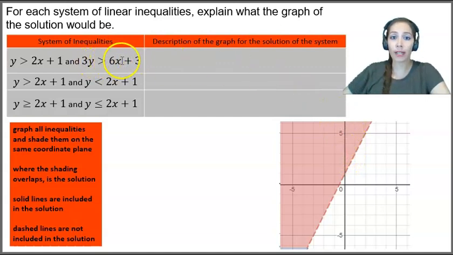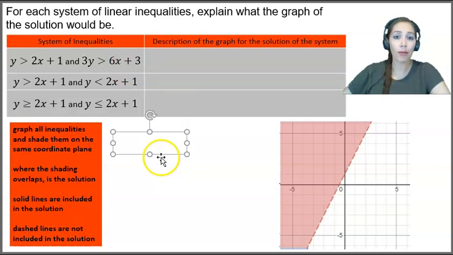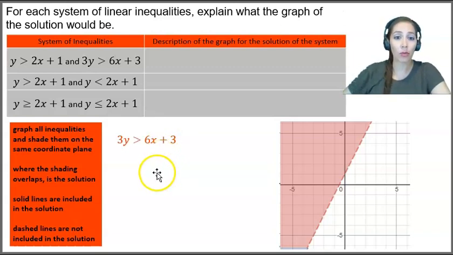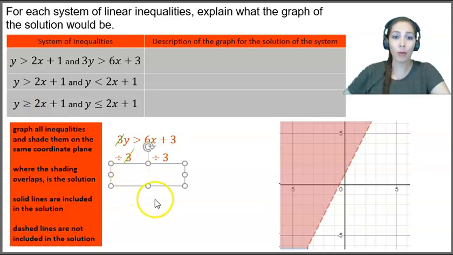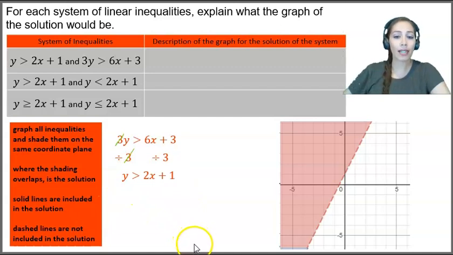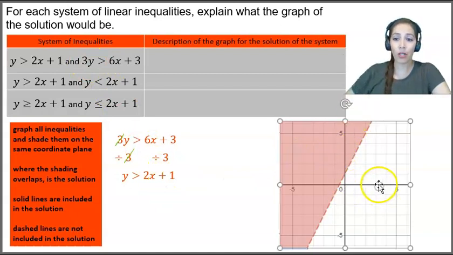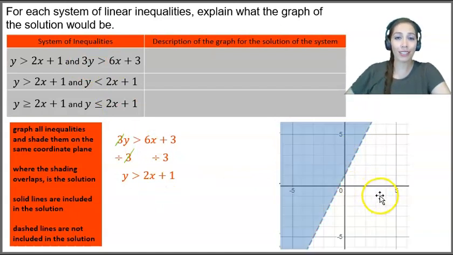Now let's look at 3y greater than 6x plus 3. Now that is not in our y equals or our slope-intercept form, so I want to go ahead and get it in that form to help me graph this inequality. So I take the 3y greater than 6x plus 3, and we will go ahead and divide by 3 on each side to get y by itself. The 3's will end up canceling out on the left-hand side, and we will have y greater than 2x plus 1. Now notice that's exactly the same line. Both of those in that system of inequalities is exactly the same inequality. So on that one, when I graph it, it will also look exactly the same.